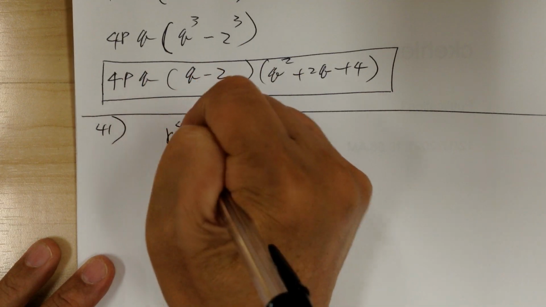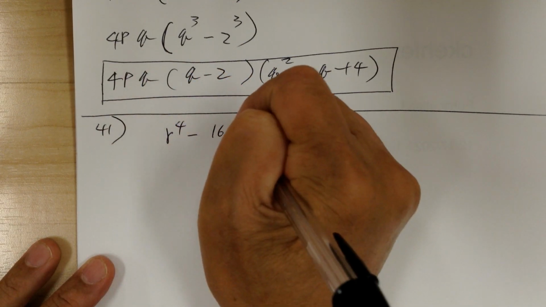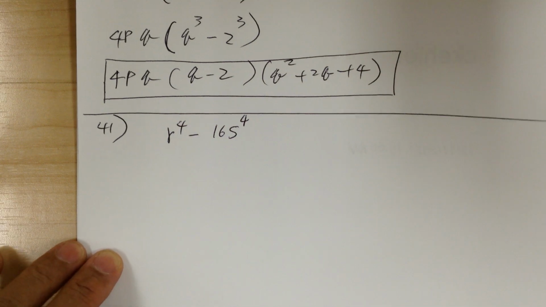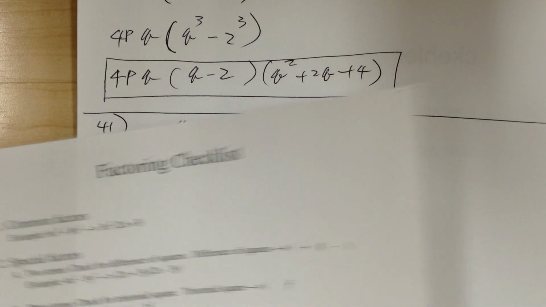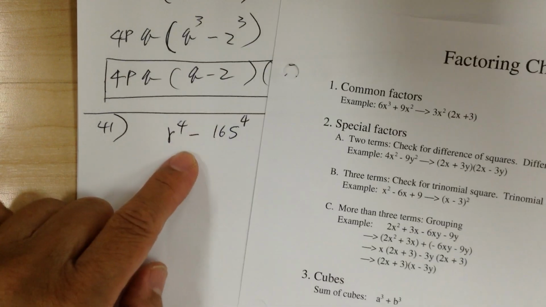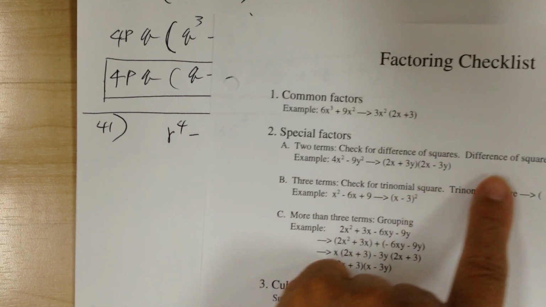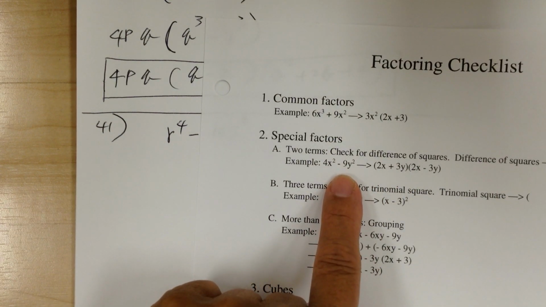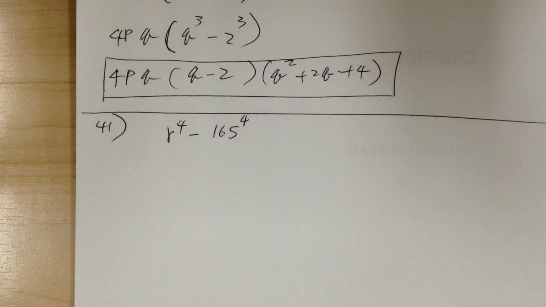Okay, you got r to the 4 minus 16s to the 4. So again, step 1, common factor, cannot, nothing to factor out. Step 2, 2 terms, perfect squares, right? Difference of squares, so you can break into conjugates.